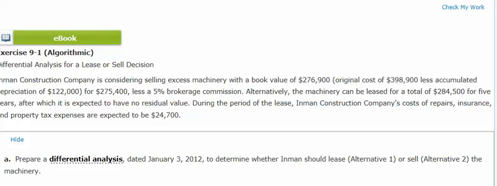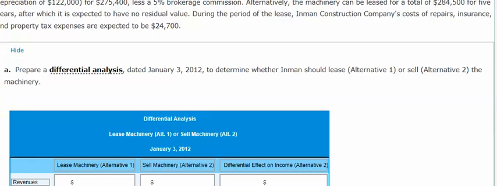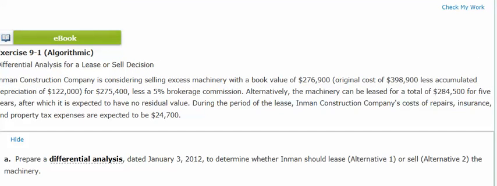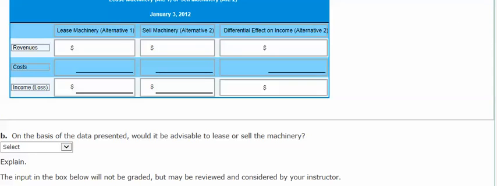Looking further down into the problem, it says, prepare a differential analysis dated January 3rd, 2012 to determine whether the company should lease, alternative 1, or sell, alternative 2. So if we look at alternative 1, the machinery, if we lease it, is going to generate $284,500 over 5 years.